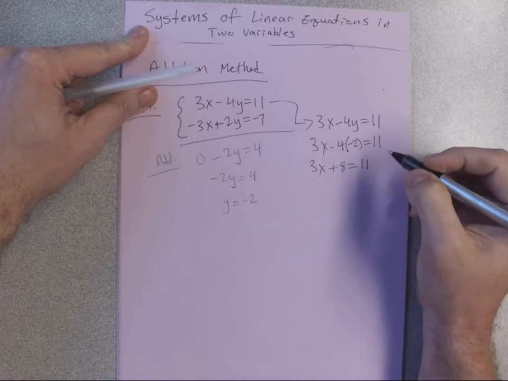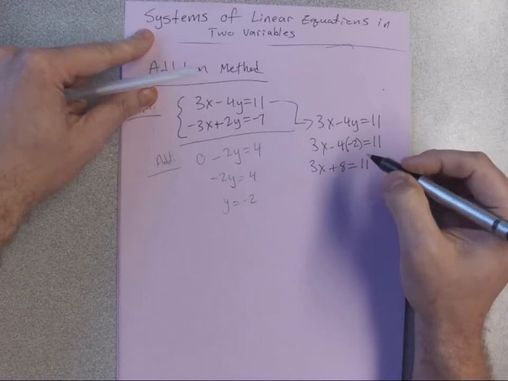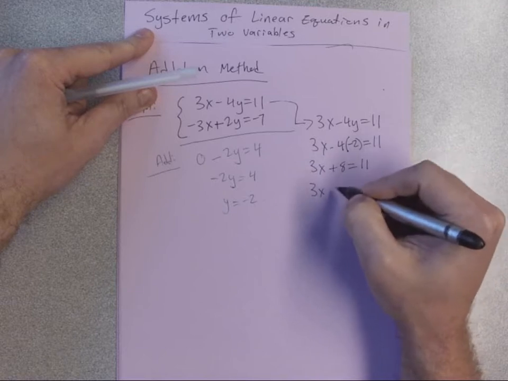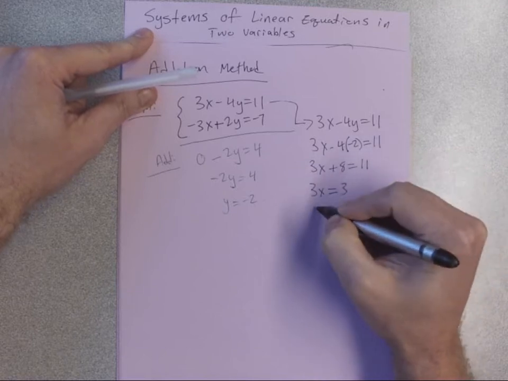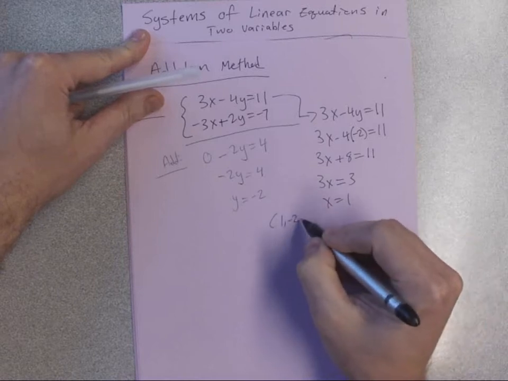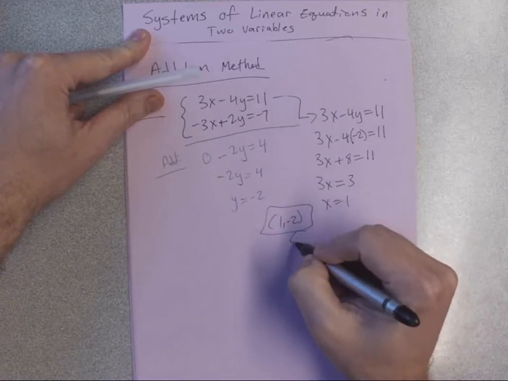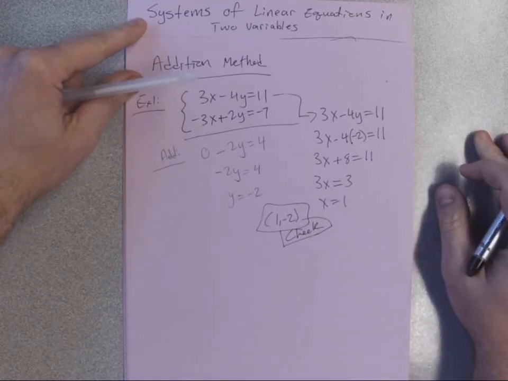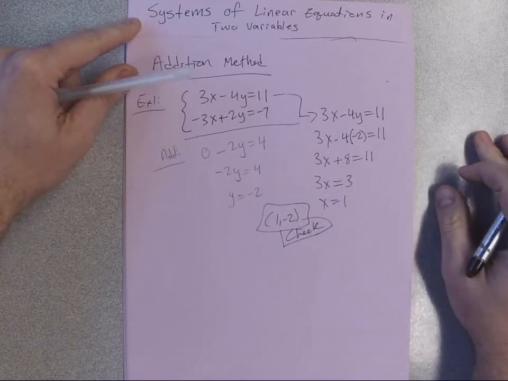Subtract 8 from both sides, and 3x is equal to 3, so x is equal to 1. So your solution would be 1 comma negative 2, and you would want to check that also. But for right now, we're just going to save time. You know how to check that. I'm pretty confident in that.